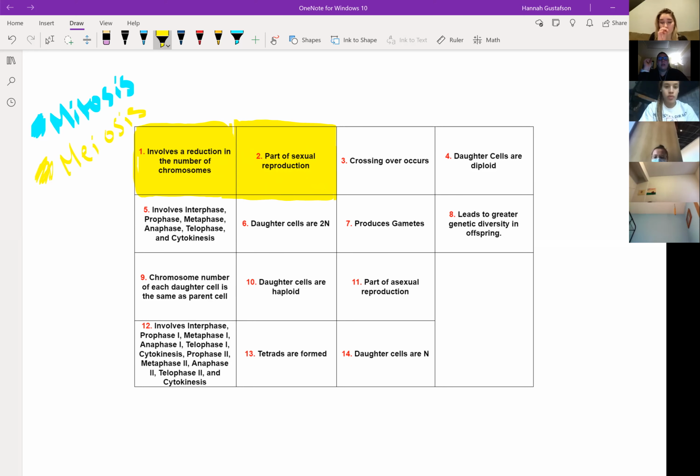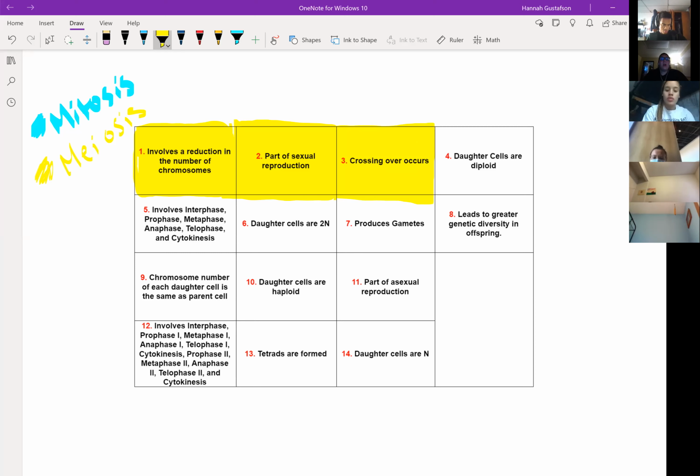3, crossing over occurs. What do you think? Meiosis. Yes, meiosis is correct for the 3rd one. That's where we talked about the genetic diversity, which I believe is also on this chart. This is really important. This is how mutations happen. Mutations can sometimes have a negative context, but mutations are often good. That's how we're not all the same person. That's what makes you you, makes me me.